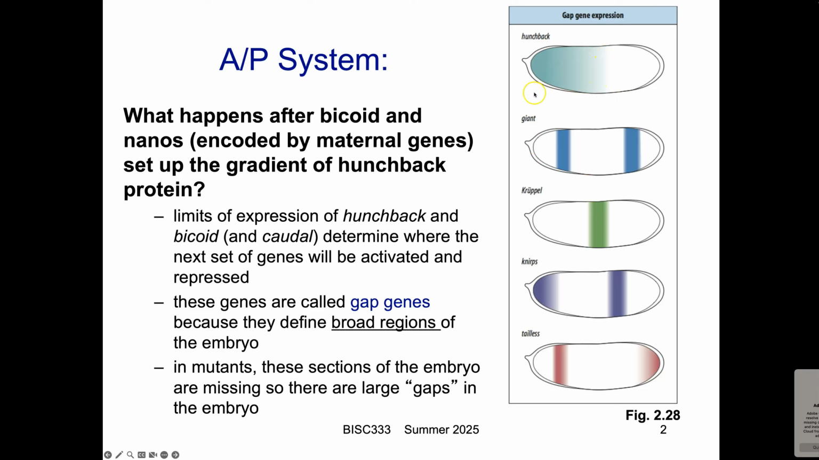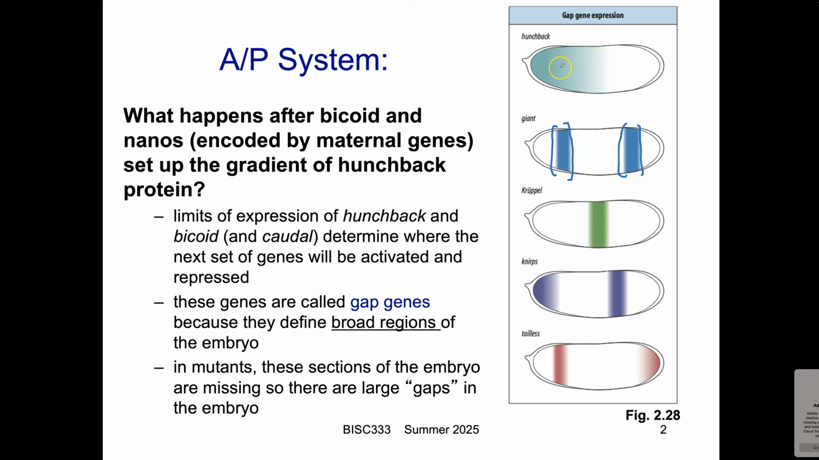We've got this expression of hunchback, lots of it up in the anterior region, and very little as you move towards the posterior, and none at the posterior end. And what this does is, hunchback is the first of the gap genes. The gap genes are expressed in broad segments of the embryo, and they're called gap genes because if you make a mutation, then all of the part of the embryo that was supposed to be specified by those genes don't form, and so you have gaps, you have chunks that are missing in the embryo.